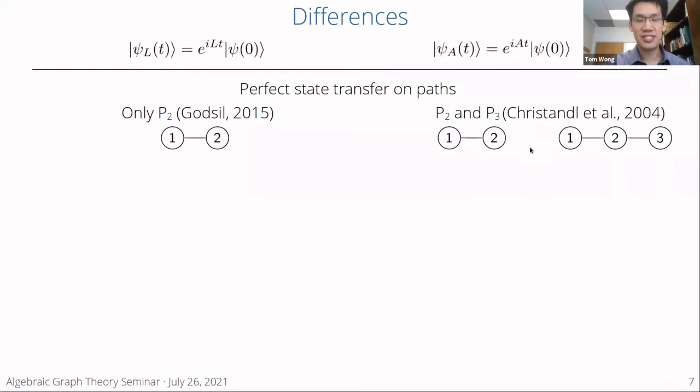And so this is a clear difference between these two types of quantum walks. Here you only get perfect state transfer in this case, and here you get perfect state transfer in both of these cases from one end to the other. So that's a qualitative difference.